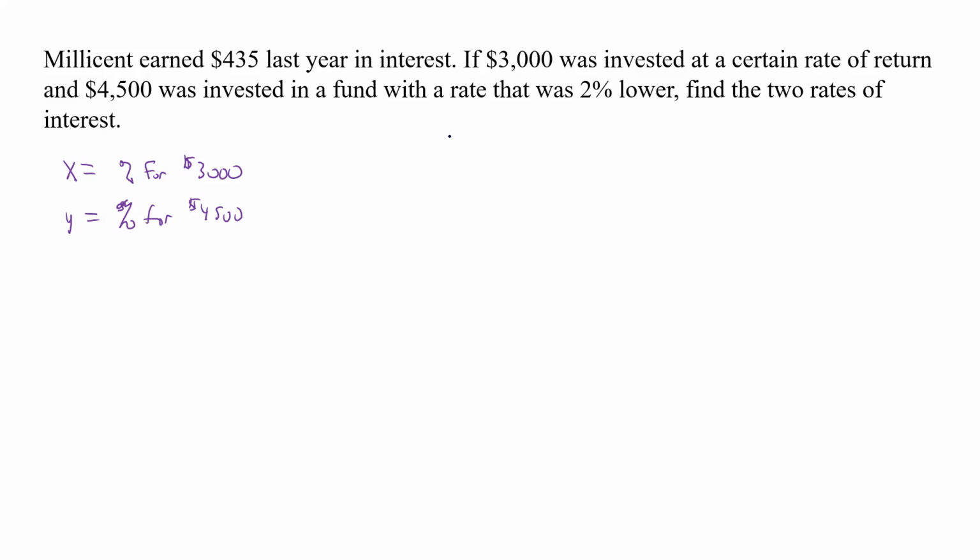Well, we know, what does it say? Y is 2% lower. So Y equals X minus 0.02. So that's kind of a key thing. We remember we have to convert the percent to a decimal. And what's our other one?